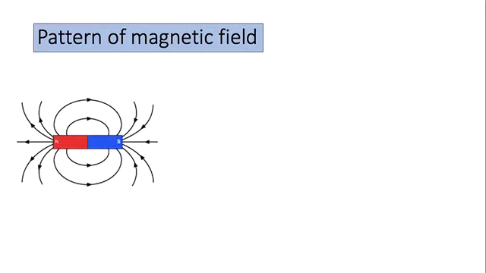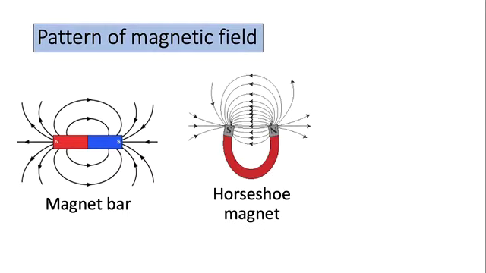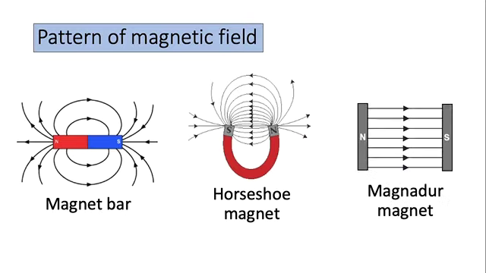Different magnets have different patterns of magnetic field. Magnet yang berbeza mempunyai corak medan magnet yang berbeza. Here is the pattern of the magnetic field of a bar magnet. And this is the pattern of the magnetic field from the horseshoe magnet. And here is the pattern of the magnetic field from a magnetite magnet.